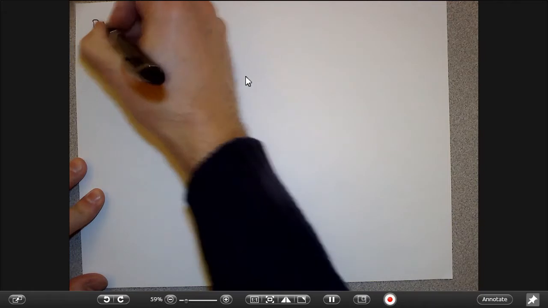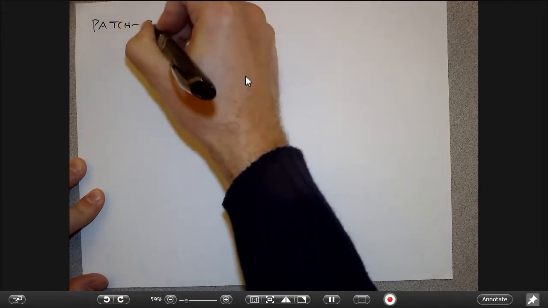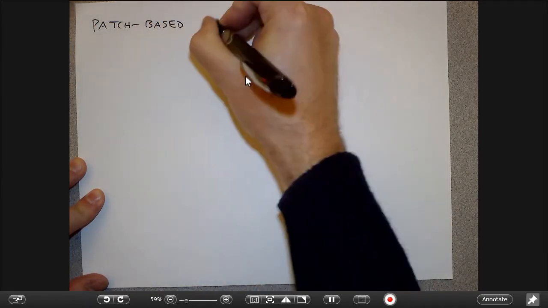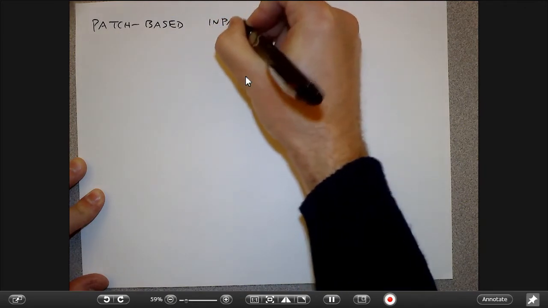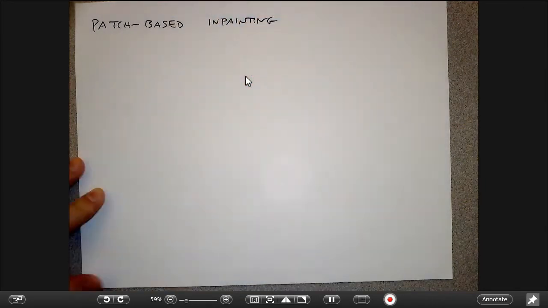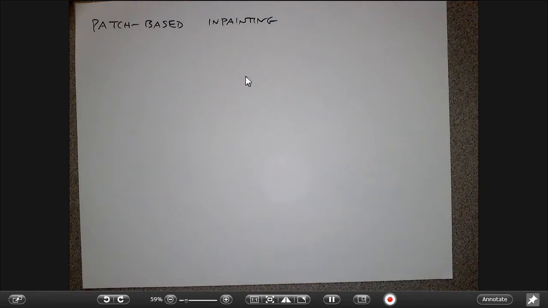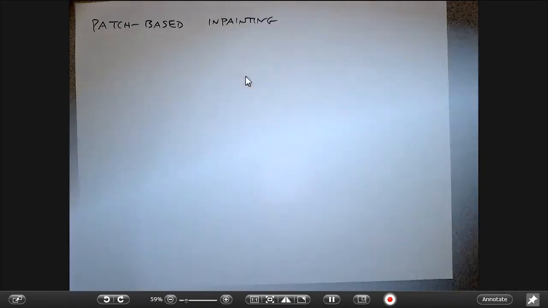So I would call this basically patch-based in-painting. And really the canonical algorithm for this was proposed by someone called Criminisi.